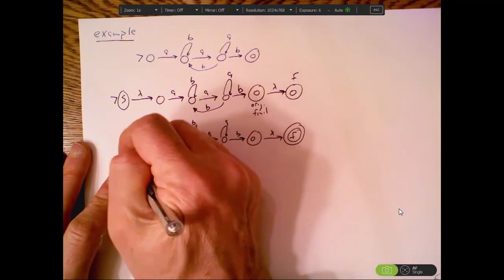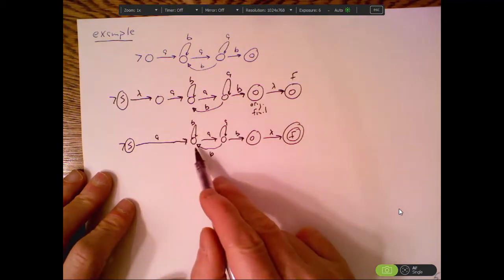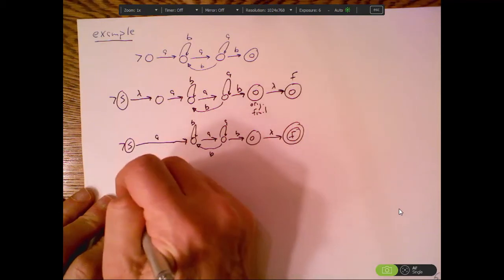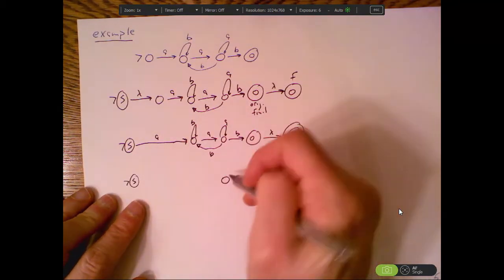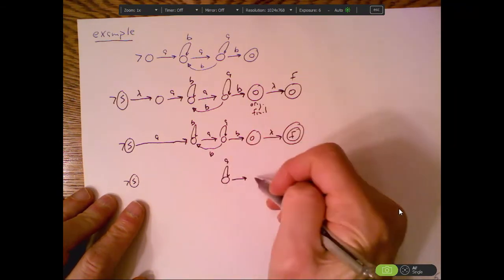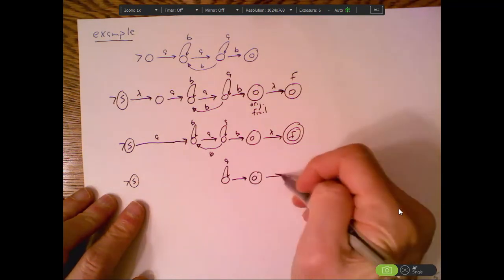Okay, I forgot to draw a circle around this. All right, so I eliminated that one. Let's try to eliminate this one now. So again, I'm over here. The rest of the machine is going to be the same. I guess I'll keep drawing it with double circles at this point.